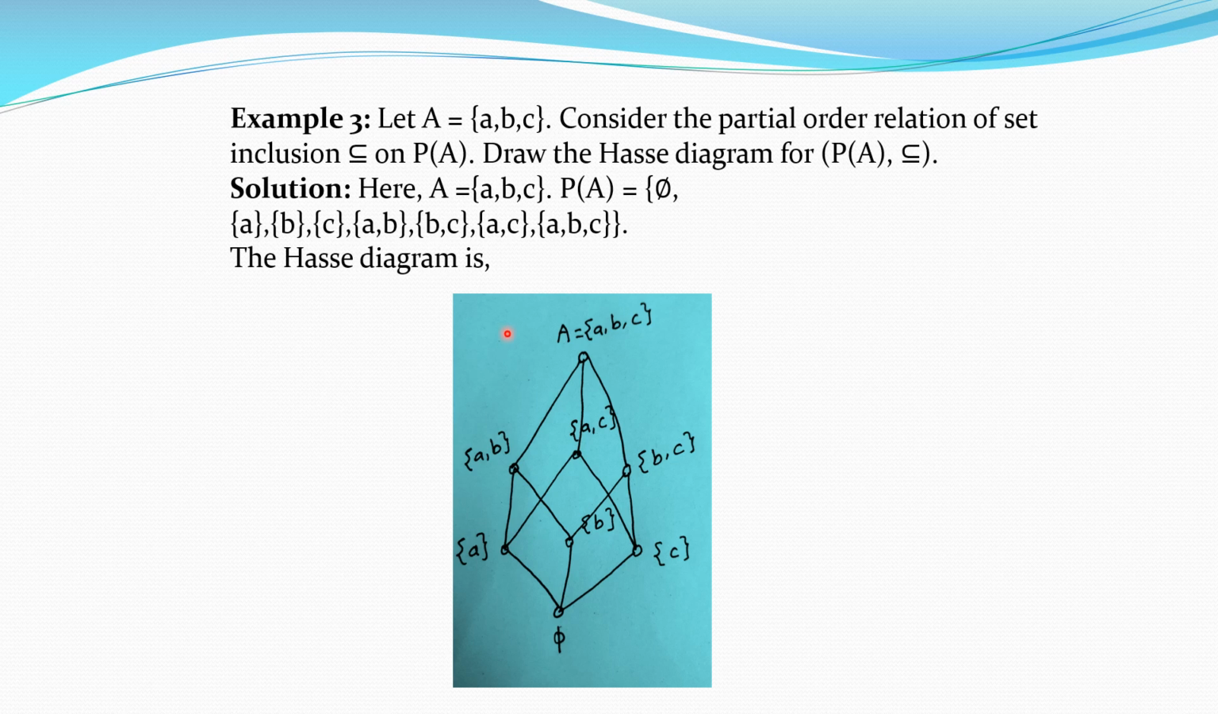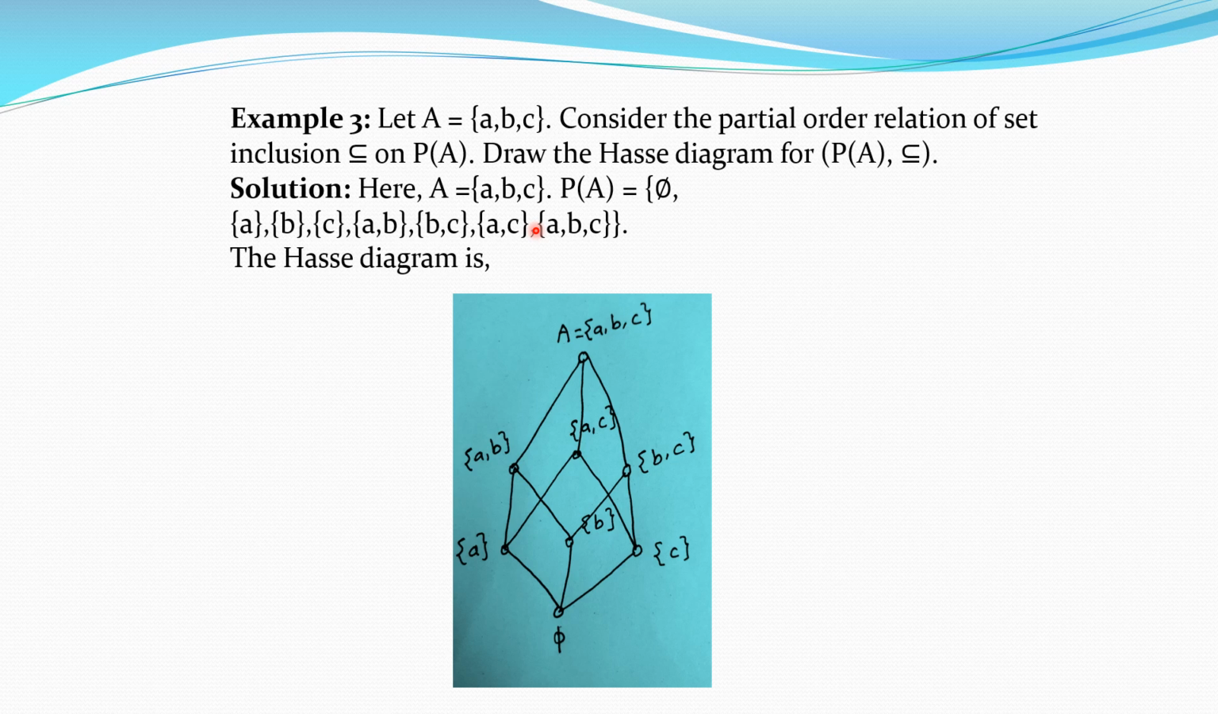Now A is equal to {a, b, c}. Consider the partial ordering relation on set A, which is the set inclusion relation. Now draw the Hasse diagram for P(A) with the set inclusion relation. Now A is {a, b, c}. What is P(A)? It is the set of all subsets of A, which contains phi, singleton a, singleton b, singleton c, then {a,b}, {b,c}, {a,c} and {a,b,c}. Now here the relation is like, for x, y in P(A), x is related to y if and only if x is a subset of y.